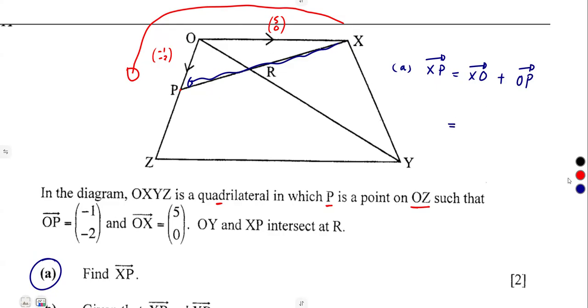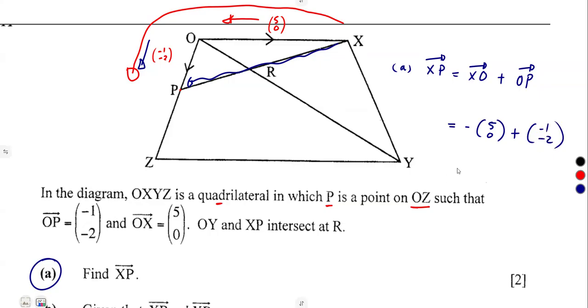Where XO, we are opposing the arrow on the diagram, X going to O, we are going this way. We are opposing the vector that we are given, the position vector, which is 5, 0. So that's 5, 0 as a negative because we are opposing that. So you're going to multiply the vector by a negative. All right? OP, we are moving in the same direction as the arrow that we're given. So that's a positive. It maintains the positive.